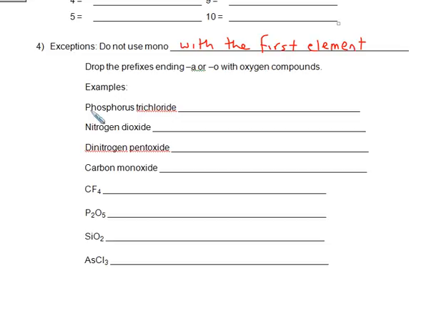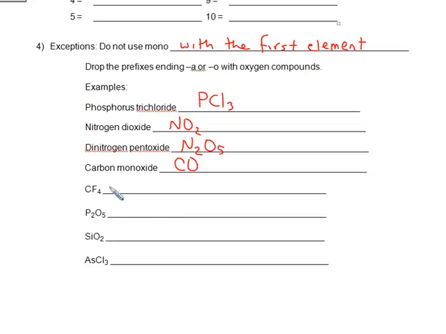So let's go from names to compound. Phosphorus trichloride would be PCl3, tri being 3. Nitrogen dioxide would be NO2. Dinitrogen pentoxide would be N2O5. And carbon monoxide would be CO.